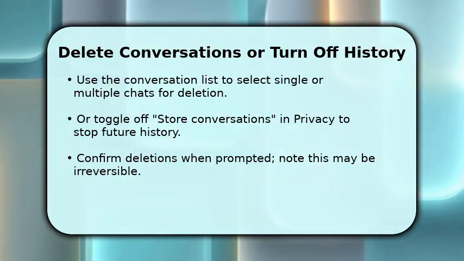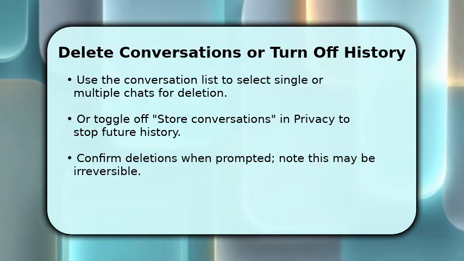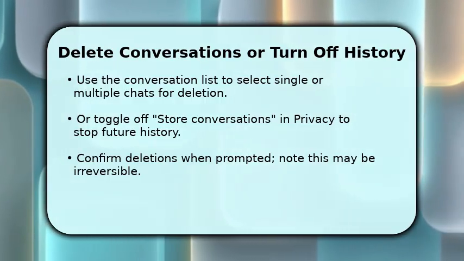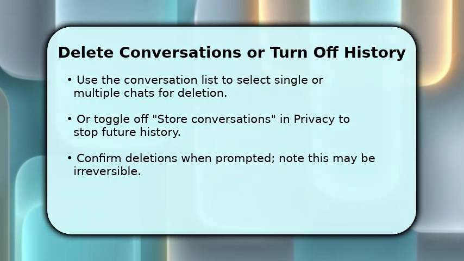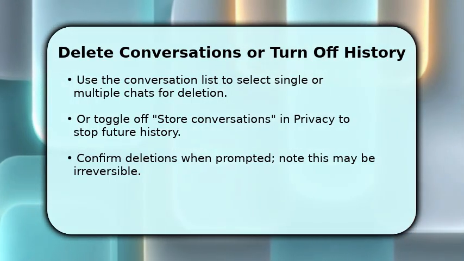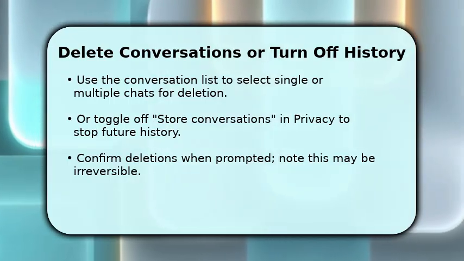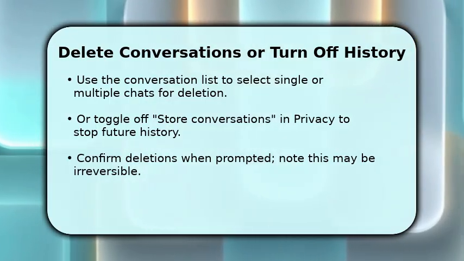Alternatively, in privacy settings, toggle off the option to store conversations so new chats won't be saved. Make sure to read the confirmation prompt. Deletions can be permanent. Once you perform the action, the server-side record is cleared according to OpenAI's control.